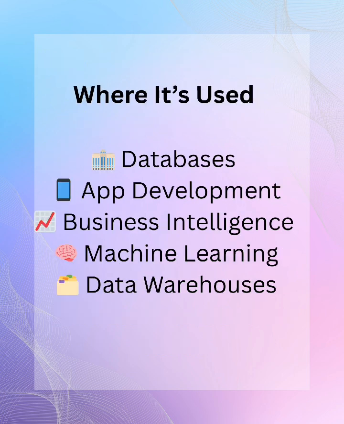Now, let's look at where data modeling is actually used in the real world. And the answer is almost everywhere that deals with data. First, it's used in databases. Whether it's a small website or a large company system, data modeling helps define what kind of data will be stored, how it's connected, and how it can be retrieved efficiently.